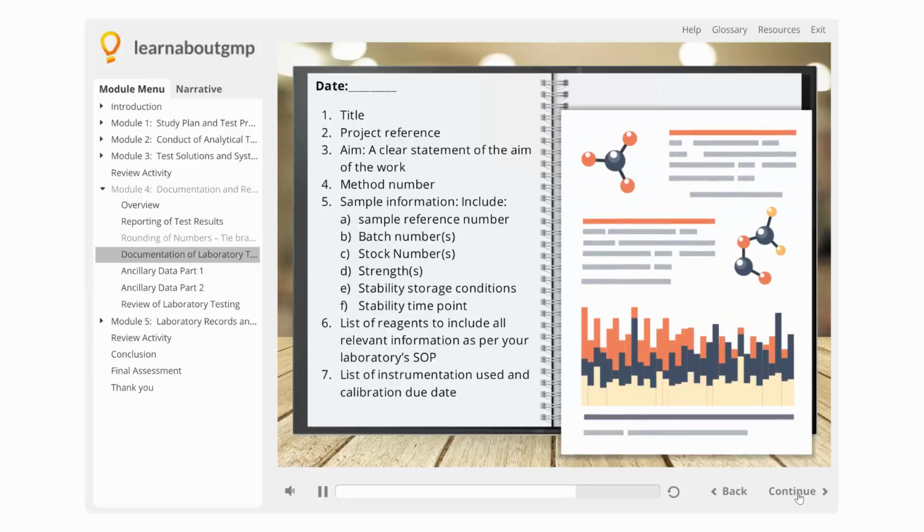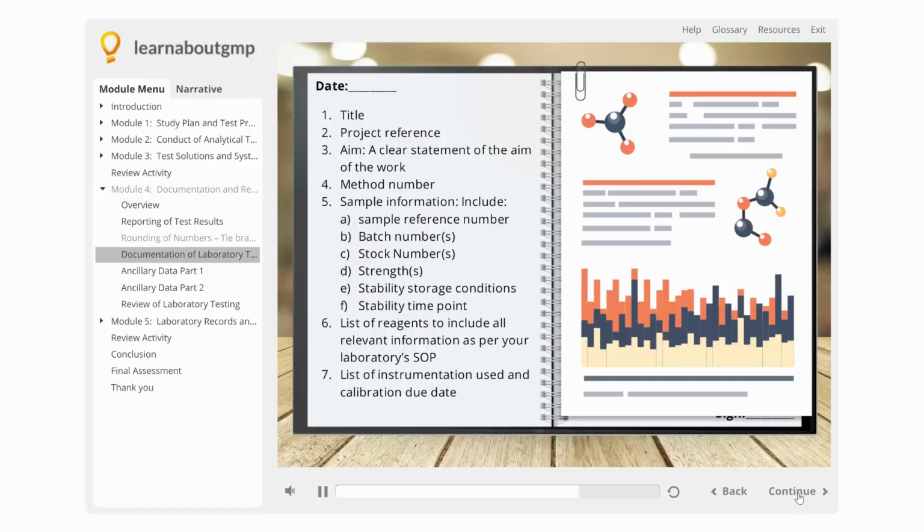Any attachments to a page should be firmly attached to the page, initialed and dated across the attachment and the page. The attachment should be annotated with a reference to the notebook and page. Any ancillary data and electronic files, such as chromatographic printouts, should be signed and dated by the analyst who performed the work and cross-referenced to the notebook.